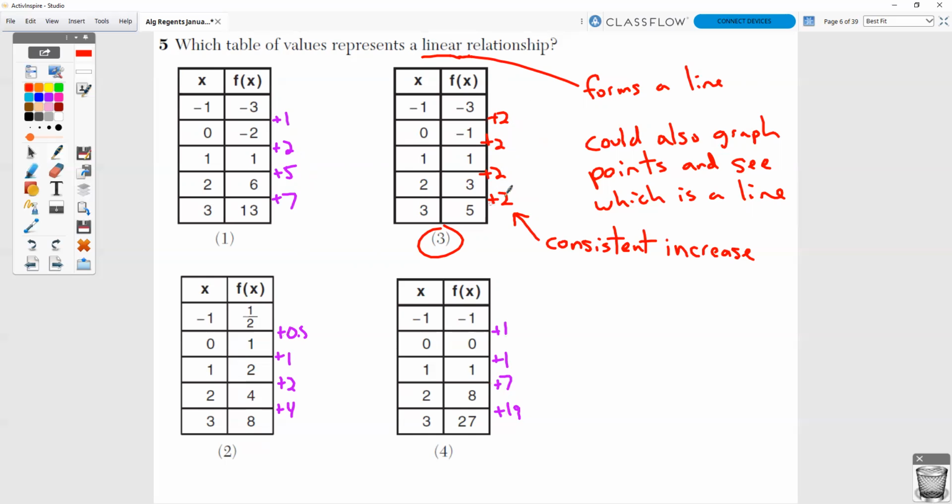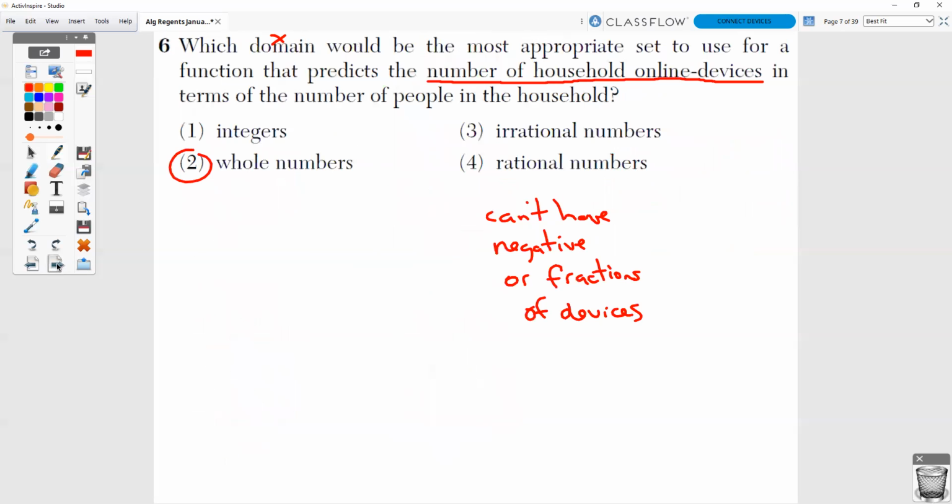Therefore, because we're adding by 2 each time, it's going to be a line that's going up, a constant, consistent increase. So that's going to form a line. It could also form a line if you subtracted by the same amount each time.